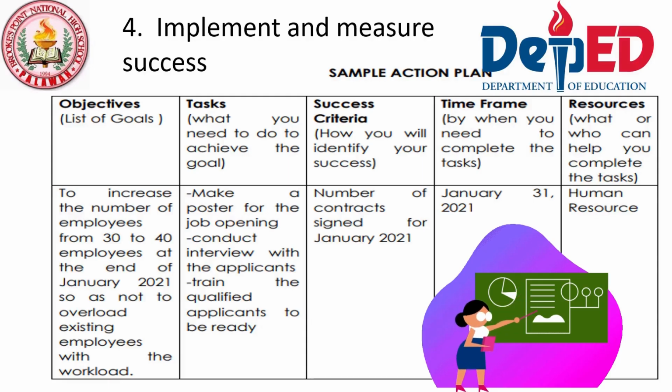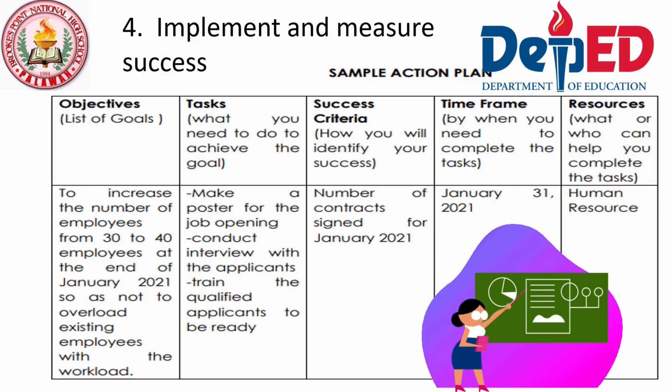Number 4, the step to create and implement an effective action plan is to implement and measure success. It means executing the action plan. It entails the following steps in adhering to the timelines. So we have here a sample action plan. The content of an action plan is the objectives, the tasks, the success criteria, the time frame, and the resources. For the objective, it includes the list of goals.